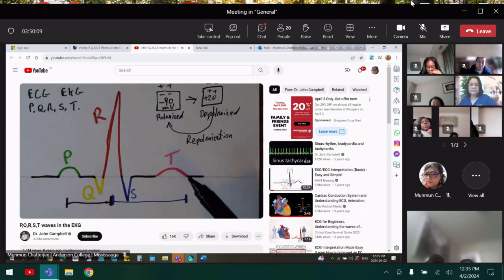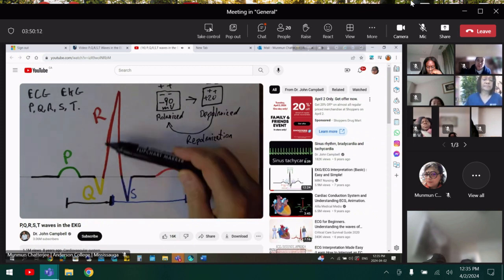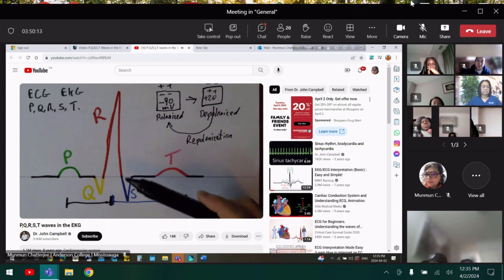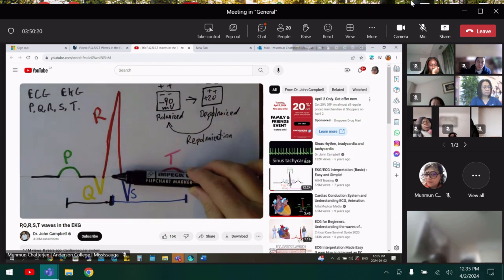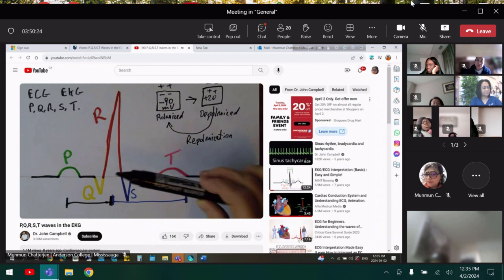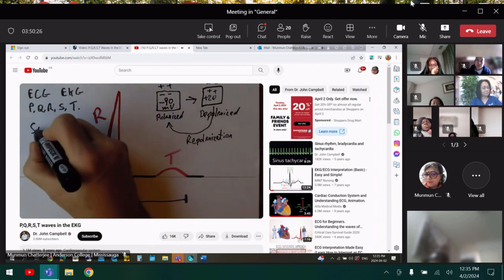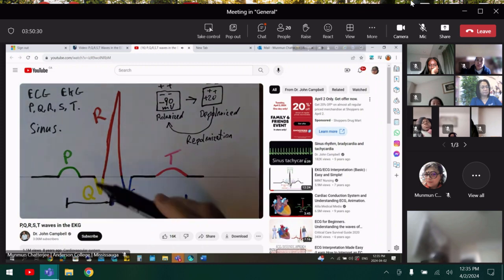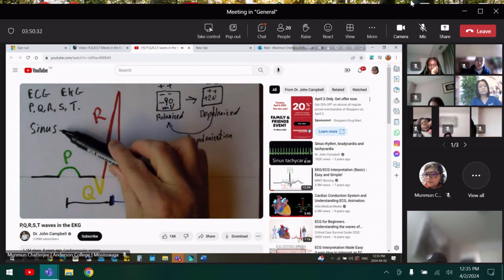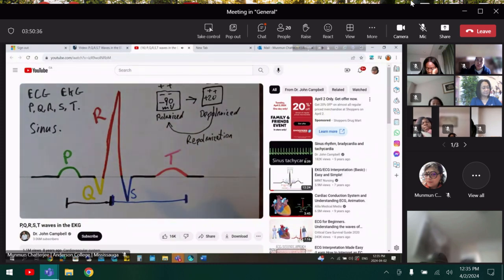And what confuses a lot of people is that the wave is the upward deflection and the downward deflection. Or here, the downward deflection and the upward deflection away from this isoelectric line. Iso just meaning the same. Now, we often talk about a sinus rhythm. And a sinus rhythm is generated by the sinoatrial node, the pacemaker of the heart.